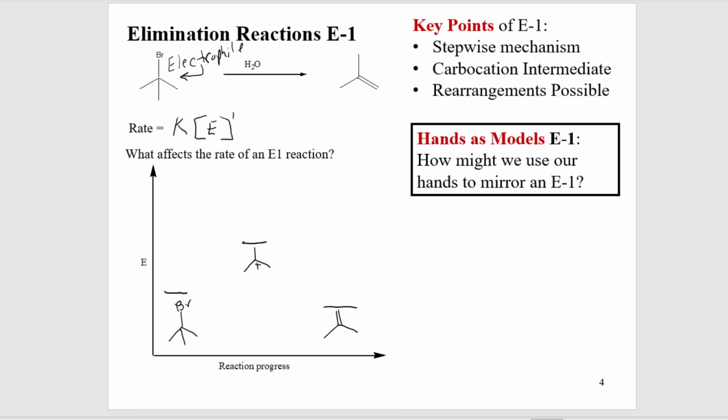I know that because it's first order, that means that enough experiments were done to tell me that trying to increase the concentration of the nucleophile, or the base, I should say in this case, doesn't really do anything. It only seems to be dependent upon this first step, which ends up being the rate determining step. So I'm telling you the first step is rate determining for these reactions, and we're seeing an intermediate. How might we model the E1 mechanism using our hands?